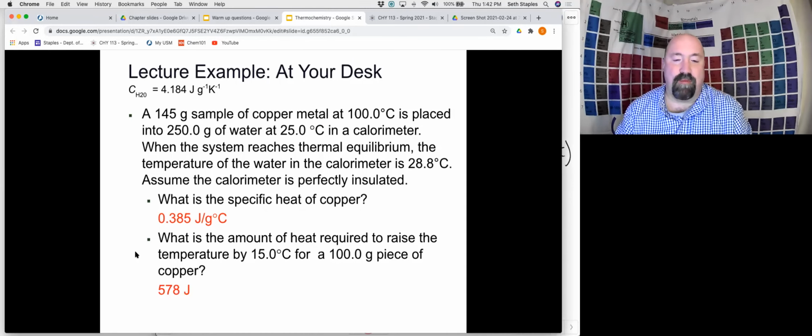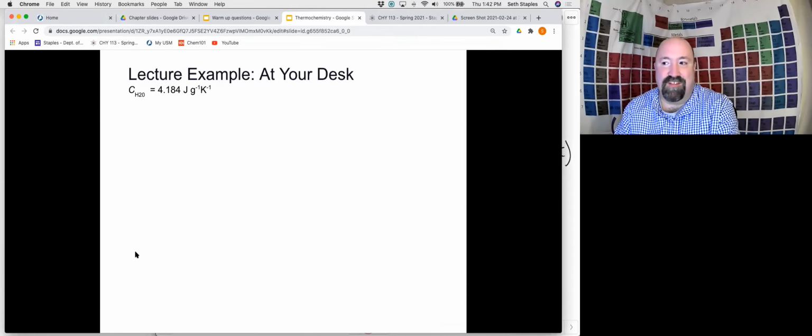Okay, I was just looking at what happened different with my formatting, 15 versus 15.0. So another example here.